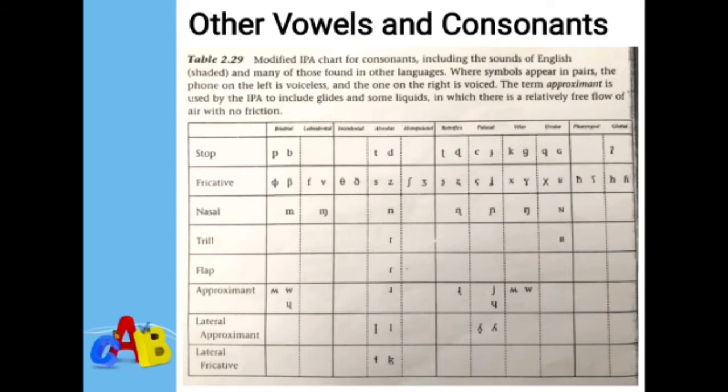And nasal, we have n. The example of that is nap. And alveolar trill, we have r. The example of that is rope. And then in flap we have r. The example of that is better. And the approximant is r. The example of that we found in Japanese language is kokoro.